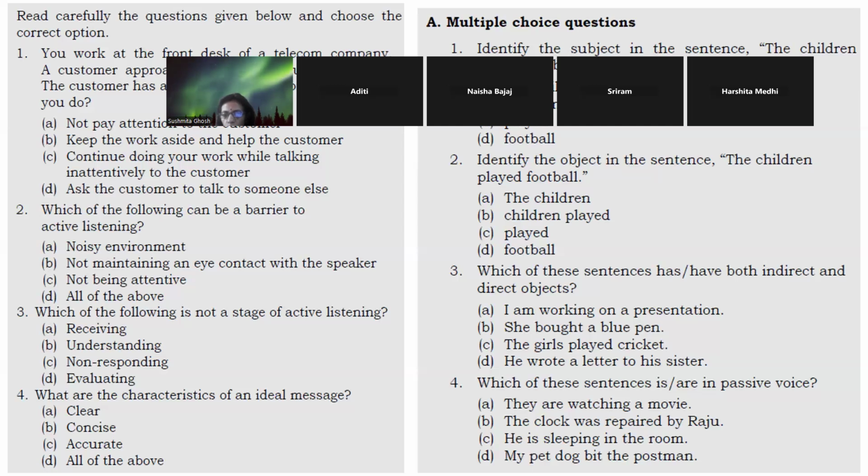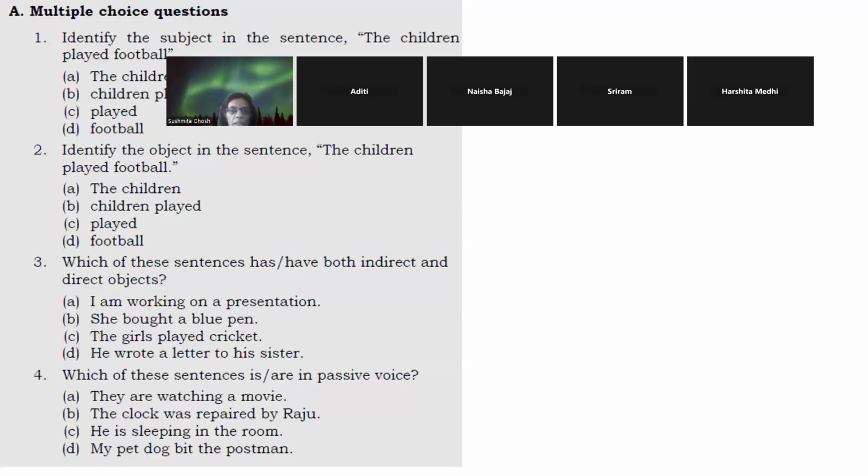Clock was repaired by Raju. Raju repaired the clock. I think it is B. Raju repaired the clock: you have the subject in place, verb, and the object. Raju repaired the clock is in the active voice, and the clock was repaired by Raju is the passive voice. This D part, I think this is active voice only. Once it becomes bitten by, that will be my passive voice. So here, clock was repaired by Raju is my passive voice. Okay, so very simple things at times also create confusion, right?